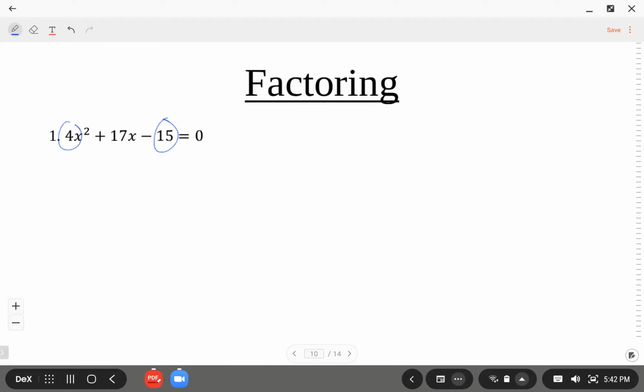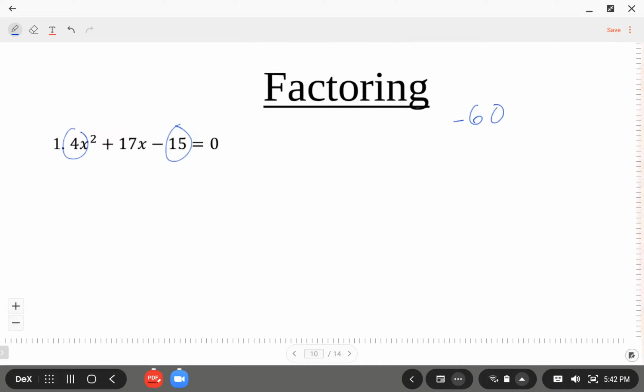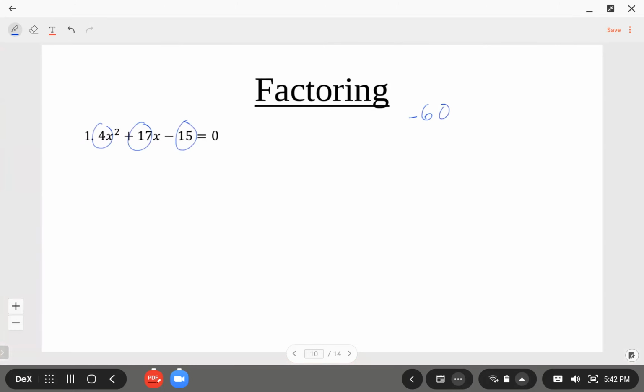Multiply A and C, it's going to be negative 60, guys. So, which two numbers multiply to negative 60 and add up to 17? It's going to be 20 and negative 3, okay? Once we have these two numbers, we can just split this b term, and it's still equal to 17x, right? But now we have 4 terms. We can use factor by grouping.